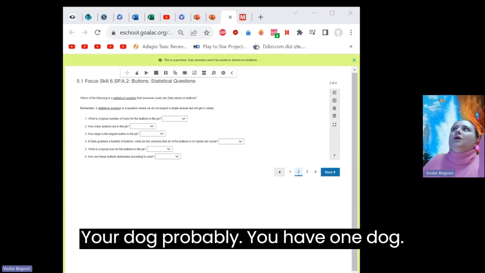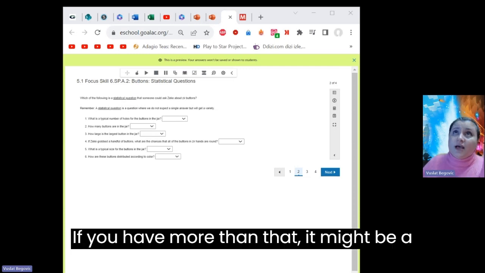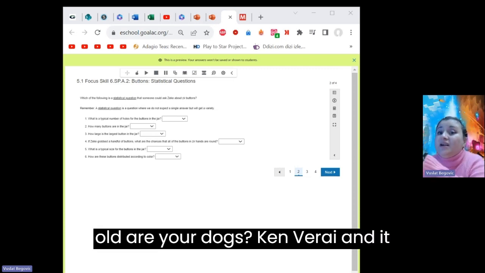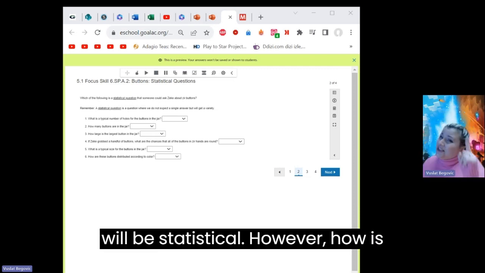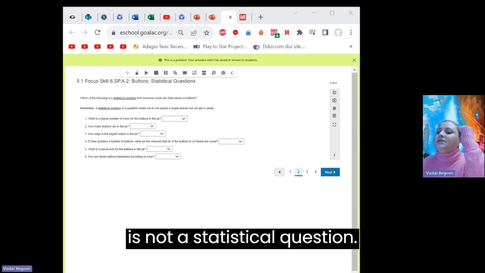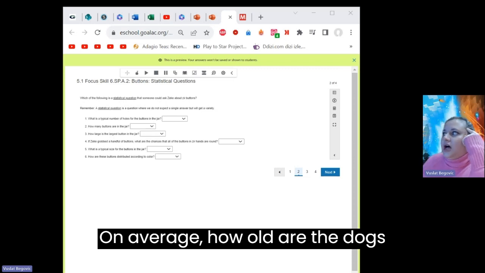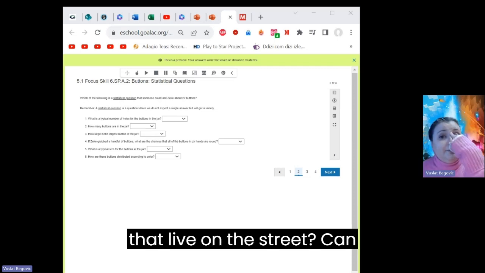Again, your dog, probably you have one dog. If you have more than that, it might be a little bit different. How old your dogs are can vary, and it will be statistical. However, how old is your one and only dog is not a statistical question. On average, how old are the dogs that live on the street can be something like that.